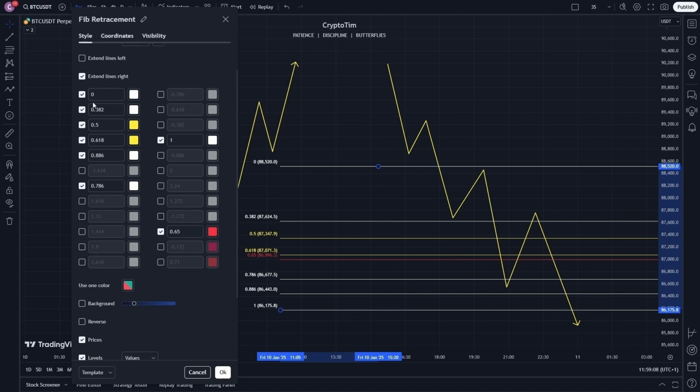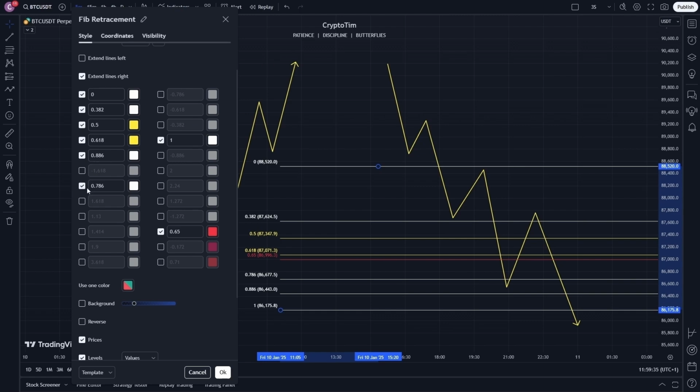So the levels that are most important for your Fibonacci retracement are the 0 level, the 0.382, the 0.5, the 0.618, the 0.65, and your 1 level. So these are the must-have on your Fibonacci retracement.